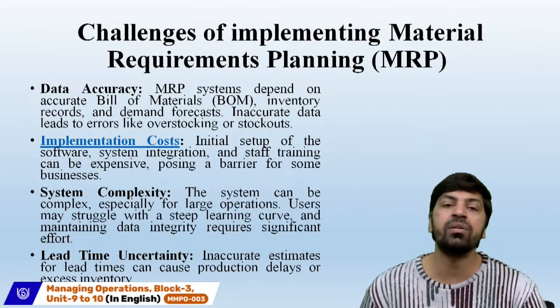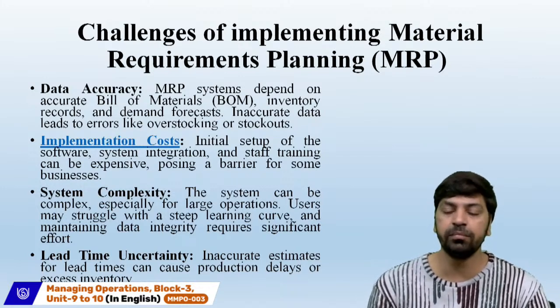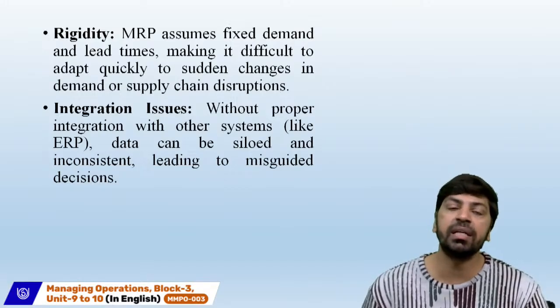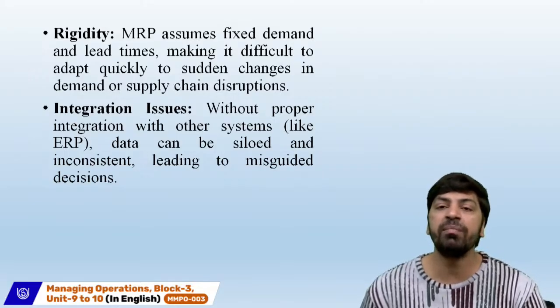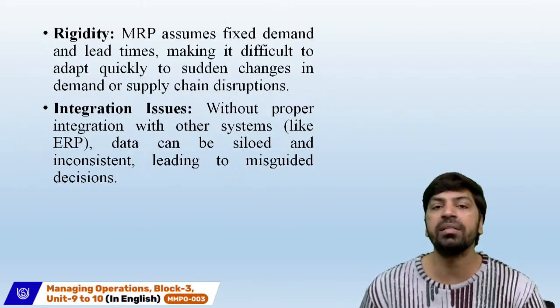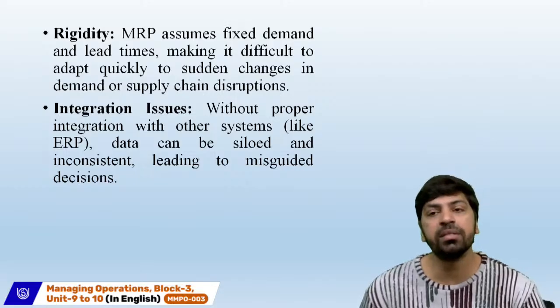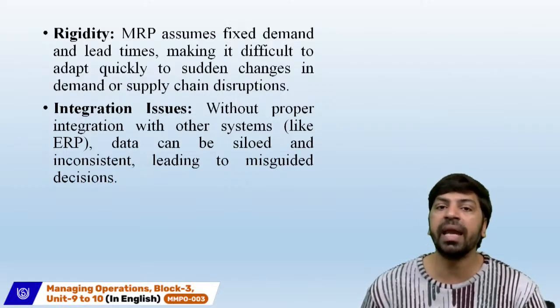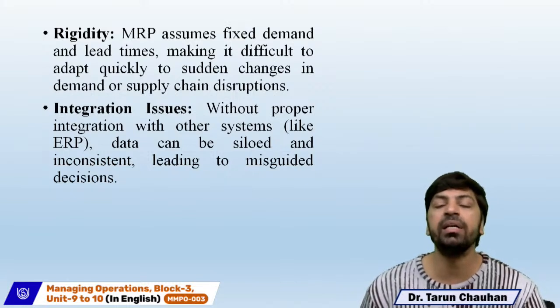Next is lead time uncertainty. Inaccurate estimates also cause production delays and excessive inventory in the case of lead times. Next is rigidity. MRP assumes fixed demand and lead times, which makes it difficult to adapt quickly when sudden changes occur in demand and supply chain disruptions. Next is integration issues. Without proper integration with other systems like ERP, the data can be inconsistent, can be siloed, leading to misguided decisions.